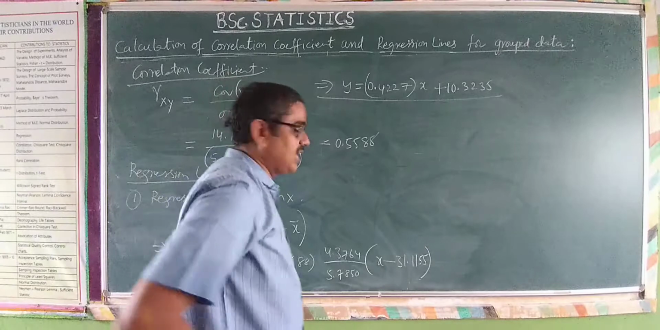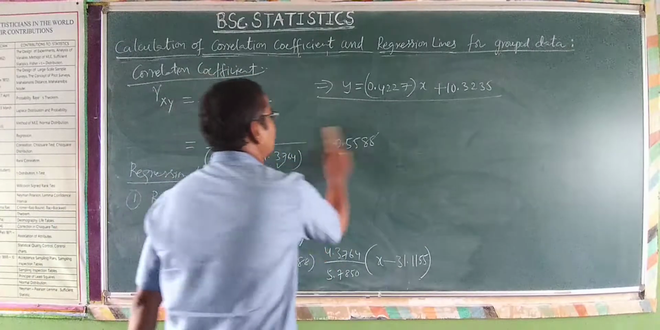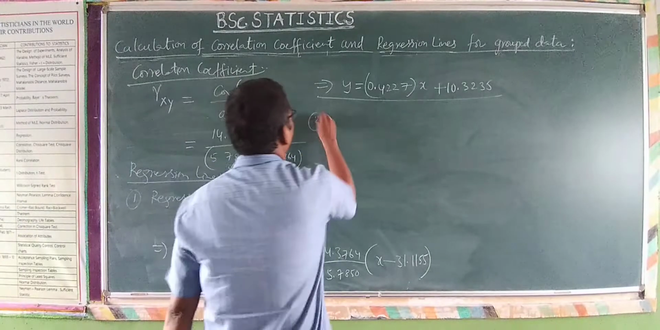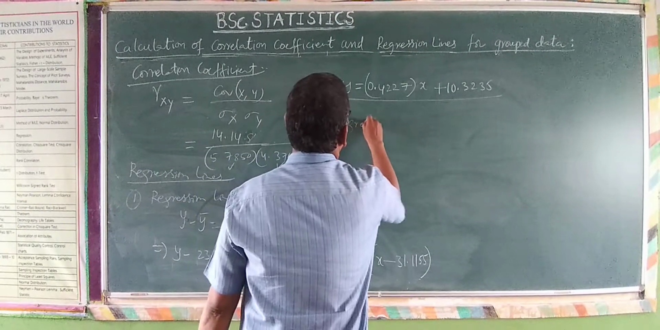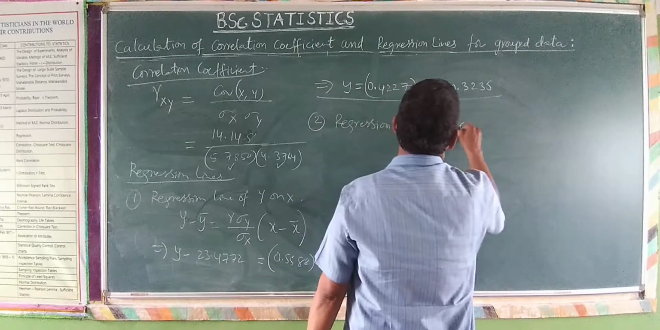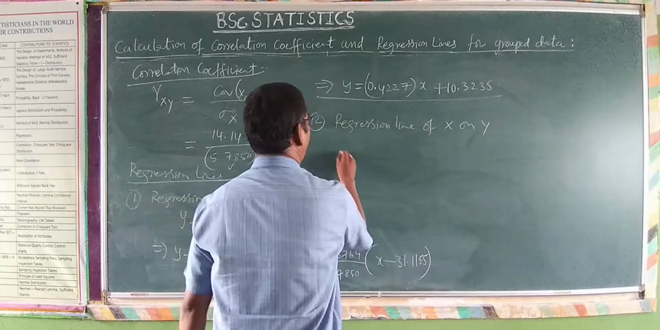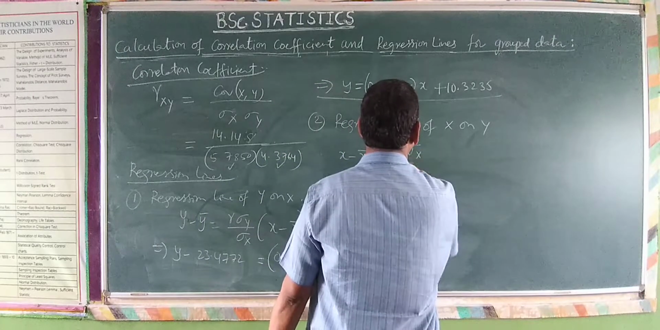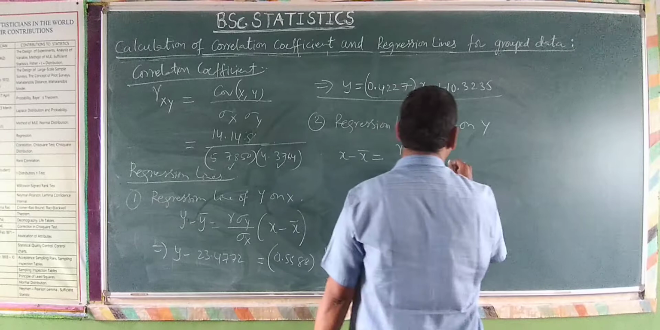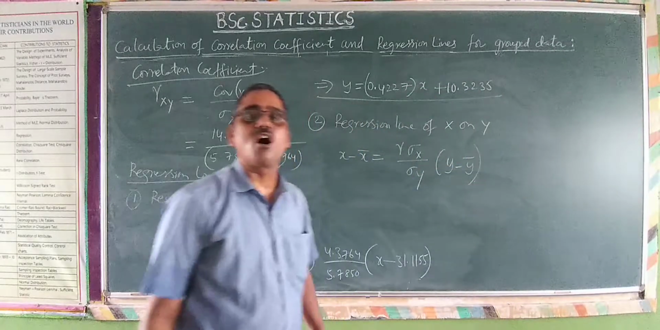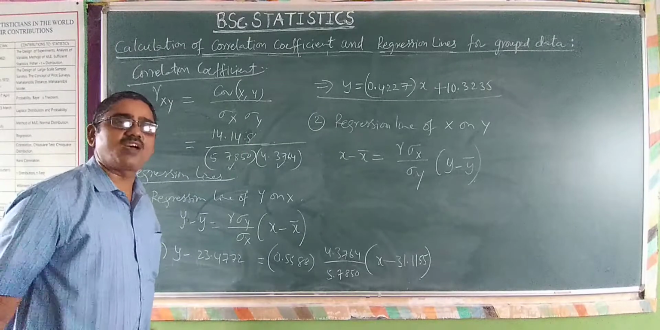Similarly, the regression line of x on y. I calculate the regression line of x on y as well. So the second one, the regression line of x on y. What will you have? x minus x bar is equal to r into sigma x by sigma y into y minus y bar. This is the formula of the regression line of x on y.